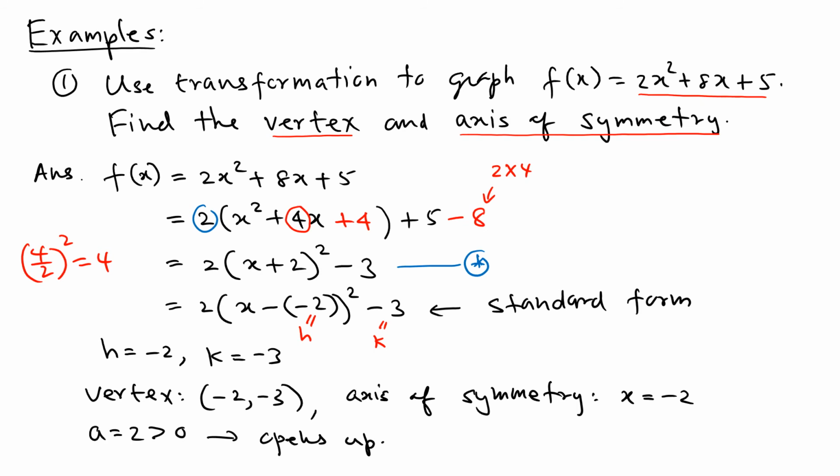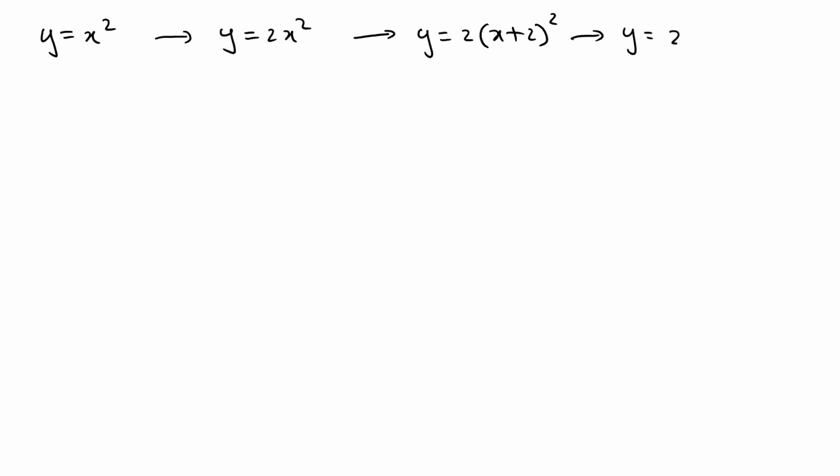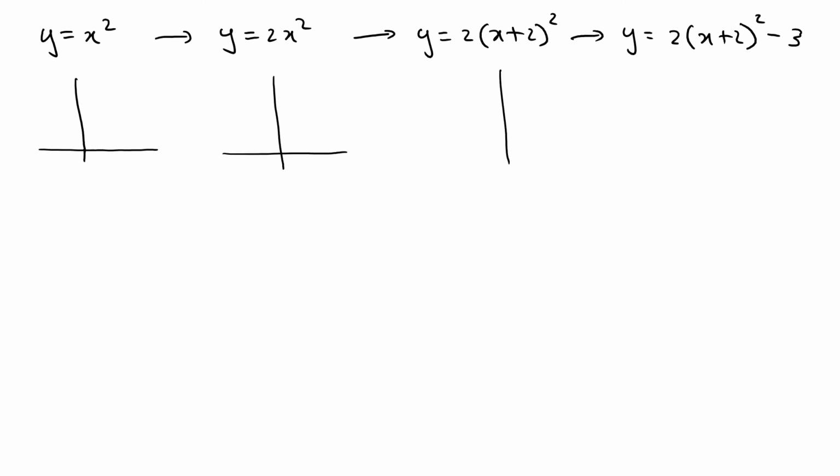So we can do this step by step. We can start with y equals x squared, and then y equals 2x squared, and then y equals 2x plus 2 squared, and then finally y equals 2x plus 2 squared minus 3. If you graph one by one, that's the first one, and then we do the scaling, and then the shifting, and then scale down.